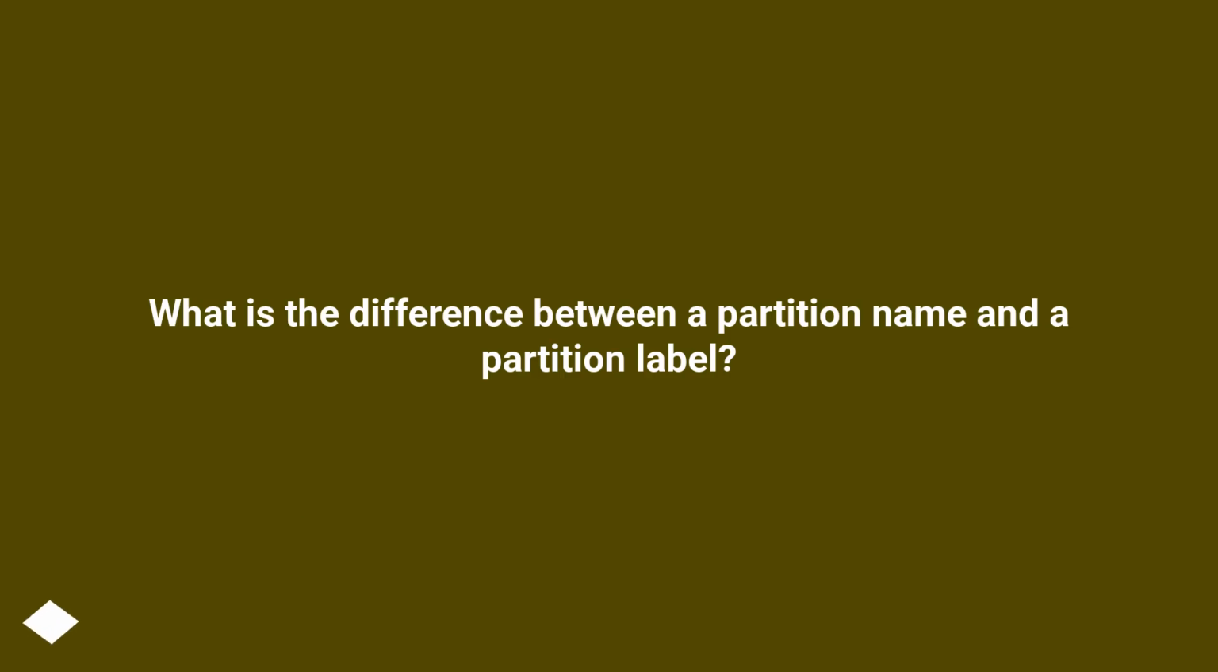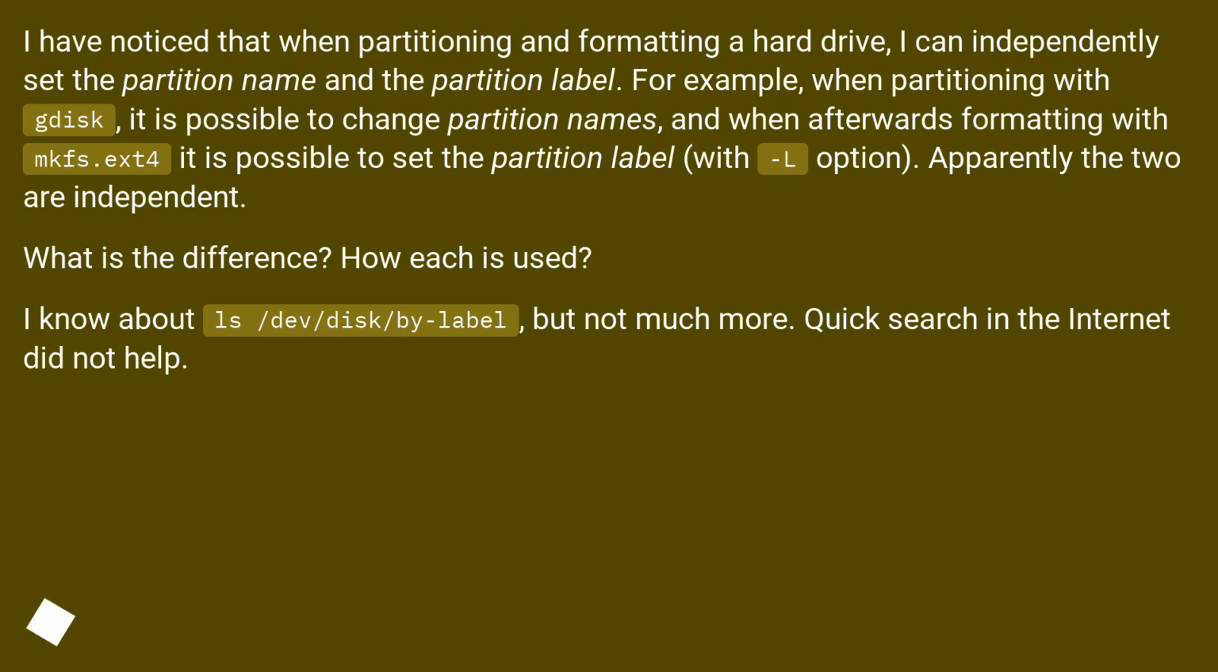What is the difference between a partition name and a partition label? I have noticed that when partitioning and formatting a hard drive, I can independently set the partition name and the partition label. For example, when partitioning with fdisk, it is possible to change partition names, and when afterwards formatting with mkfs.ext4, it is possible to set the partition label with the -L option. Apparently the two are independent. What is the difference? How is each used?